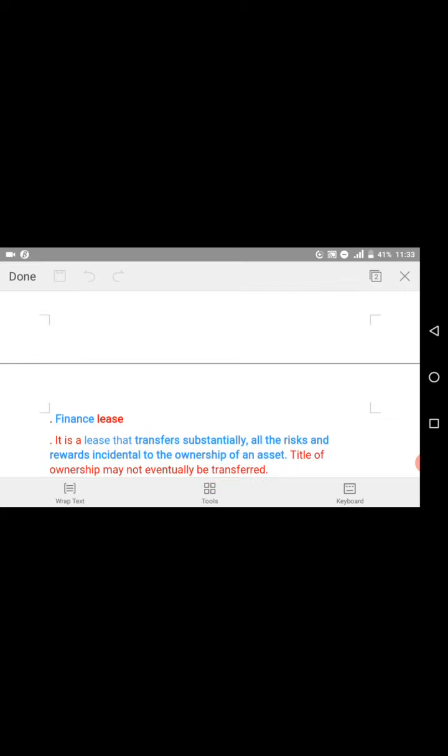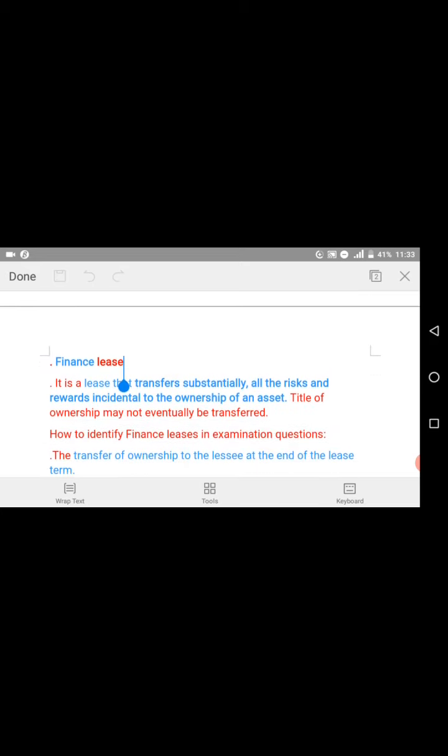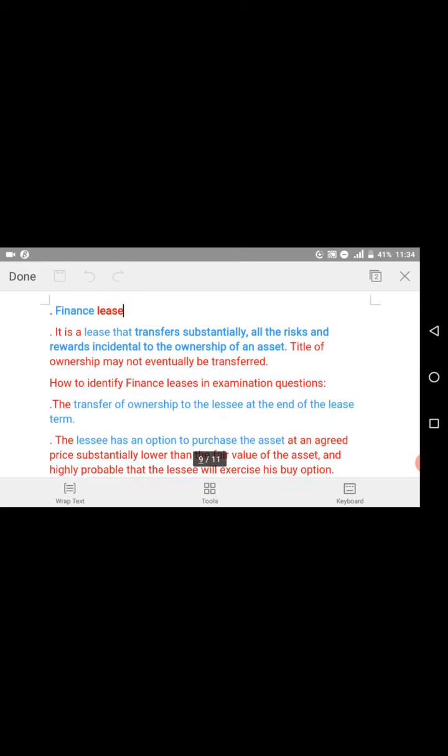A finance lease is a lease that transfers substantially all the risks and rewards incidental to ownership of an asset. Title of ownership may not eventually be transferred. And we have how to identify finance leases in examination questions.